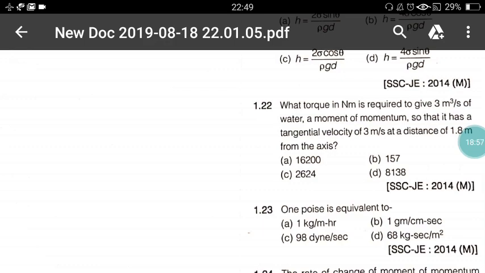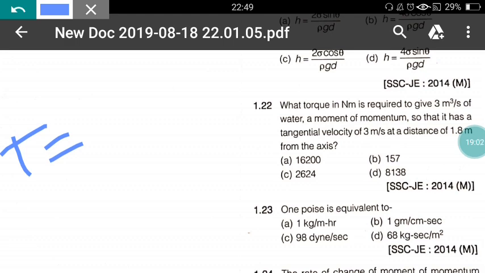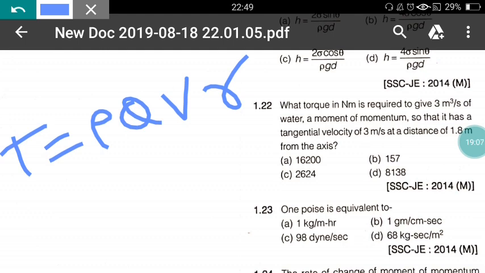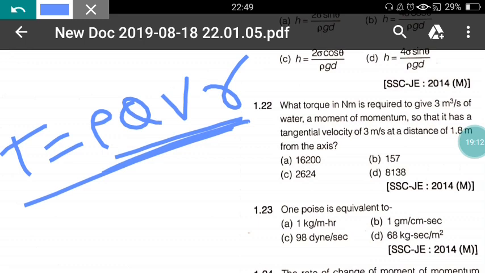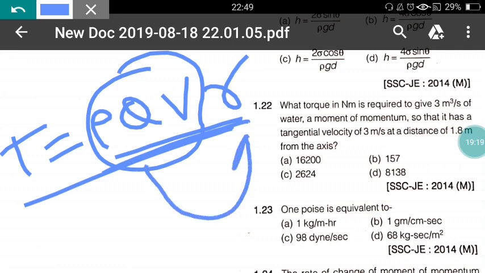Okay, see, torque is equal to rho Q V into r. The formula for this torque is rho Q V into r, because they are asking the moment of momentum. First, momentum is nothing but rho Q into V. Rho Q into V is the momentum, and moment of momentum is nothing but rho Q V into r. So after multiplying all this, the correct answer will be 16200 Newton meter. Option A will be your correct answer after calculations.